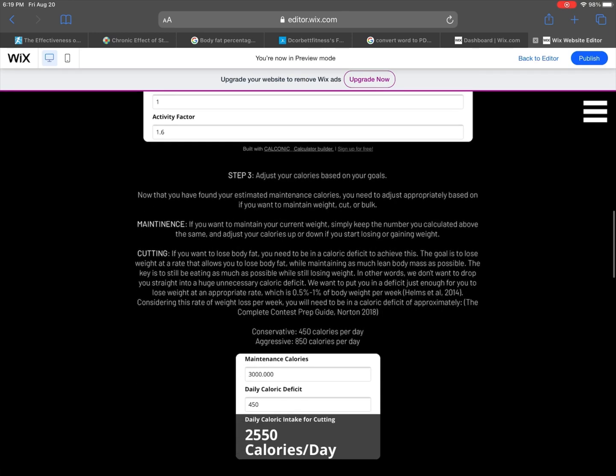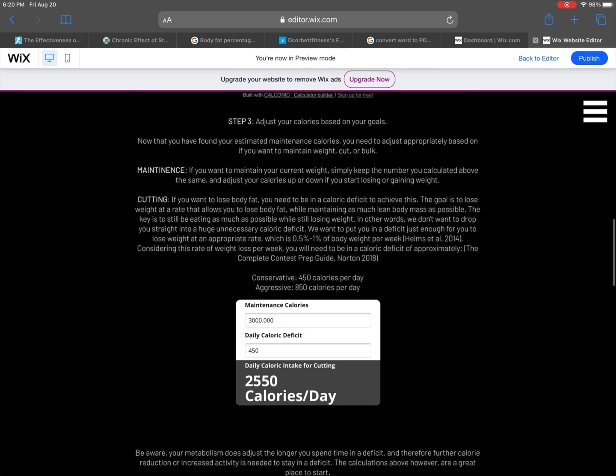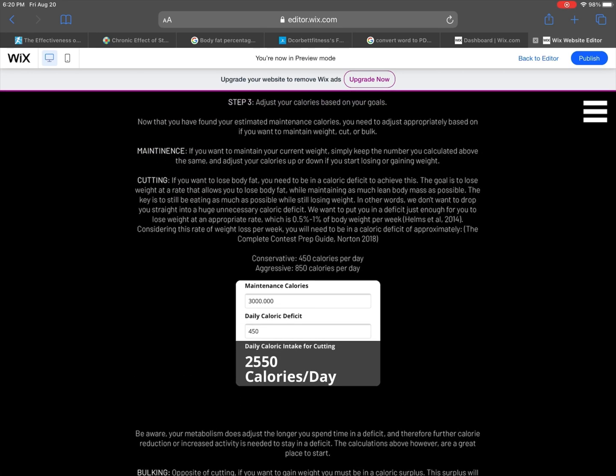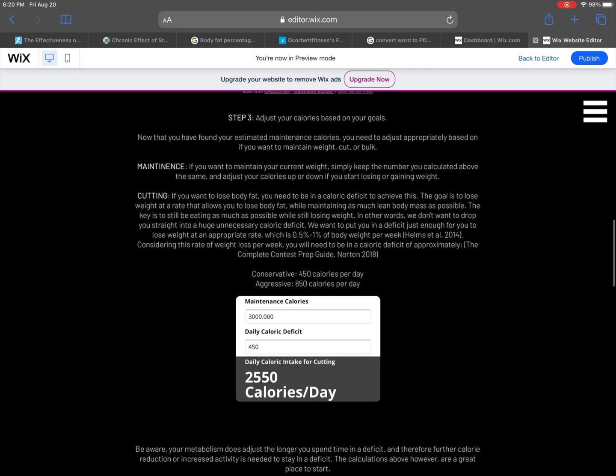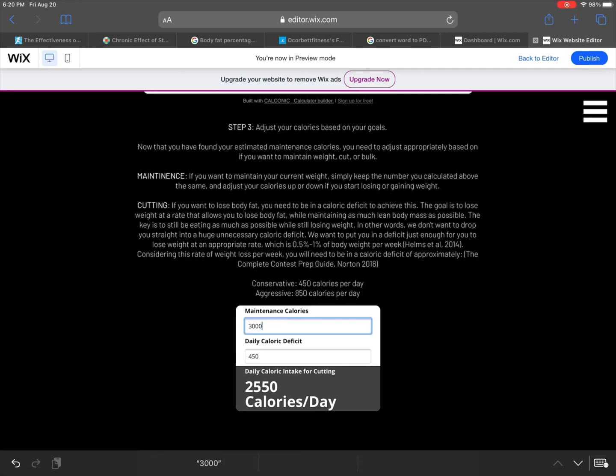The next thing I'm going to do is decide what my calories are for my goal. I have my maintenance calories, and I can choose to maintain, cut, or bulk, as you can see down here. For example, if I wanted to conservatively cut, I would subtract 450 calories from my maintenance per day, or an aggressive cut would be 850 calories per day. Anywhere in between, the closer you get to 850, the more aggressive it is, and the further from that, the more conservative. So I say 3,200 calories, I'm going to be conservative. That means I'm putting in 450, and my daily calories would be about 2,750. Okay.